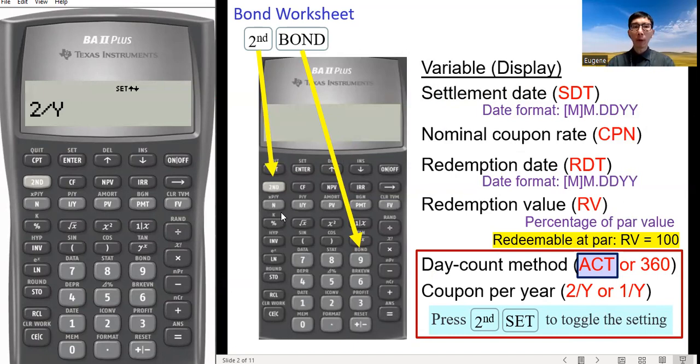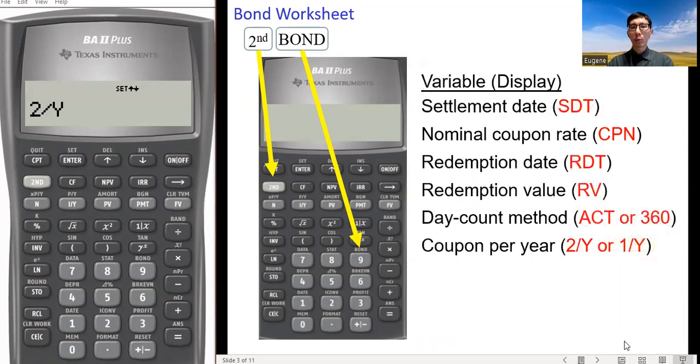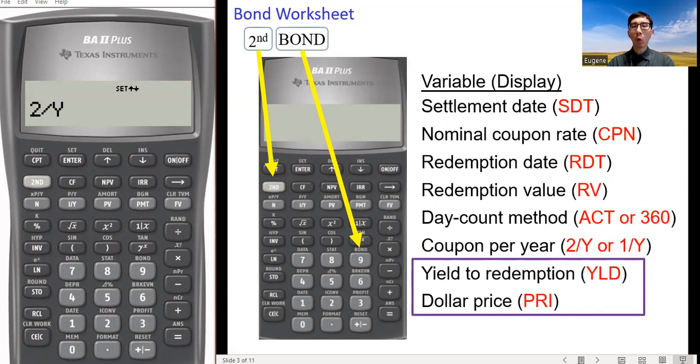So to swap between the coupon payment frequency, we press the second key and then set to swap between 2Y and 1Y. The next variable is YLD, yield to redemption, or the nominal market rate. And then the next variable is PRI, the dollar price of the bond, or the market price of the bond. The last variable is auto-computed in the worksheet, the AI, the accrued interest.